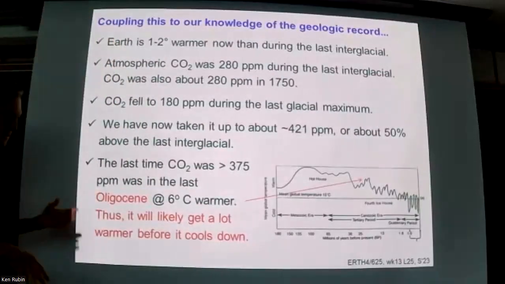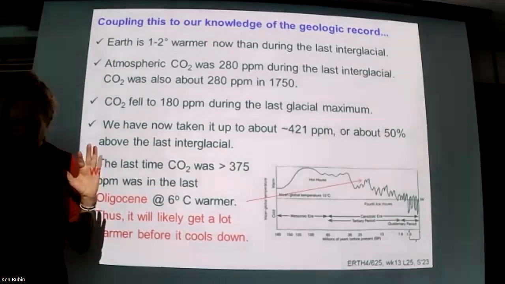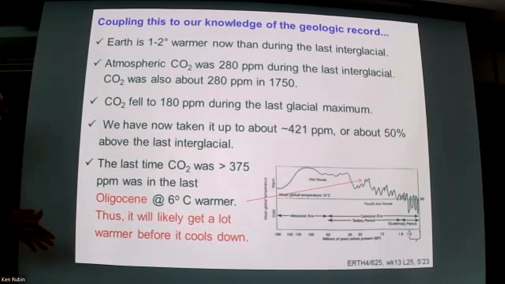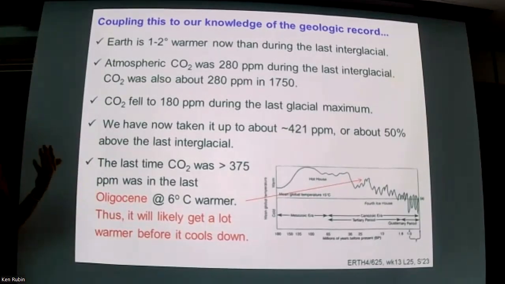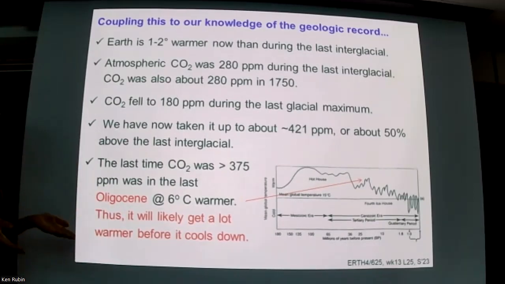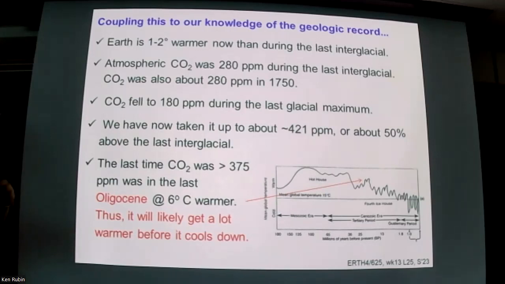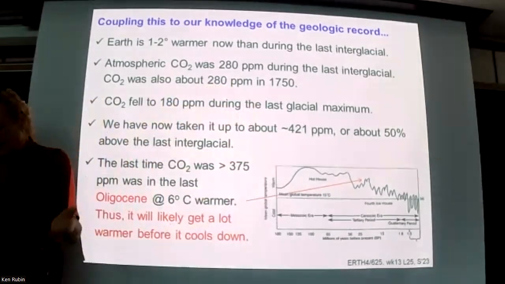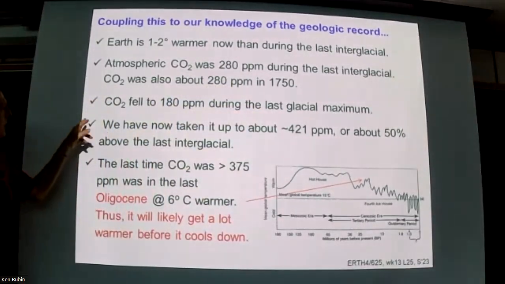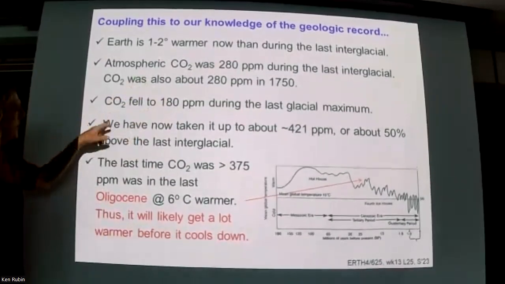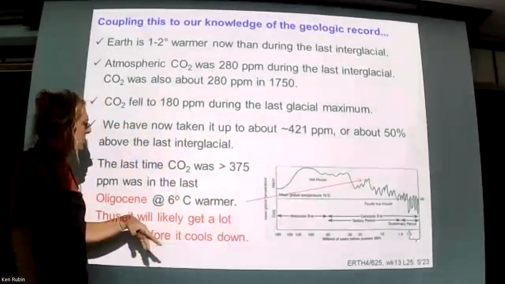And so you can ask yourself the question, okay, irrespective of whether humans have changed the atmosphere or not, which we know we have, when was the last time that CO2 was as high as it is today, and how has it varied over Earth history? So we know, for instance, it was 280 ppm in 1750. We know that it was only 180 ppm at the last glacial maximum. We now have it at 420 or so.